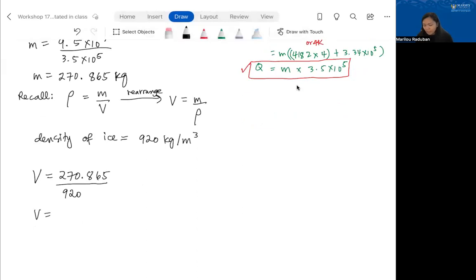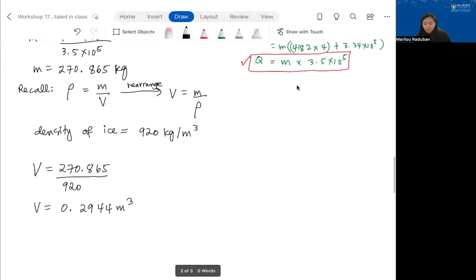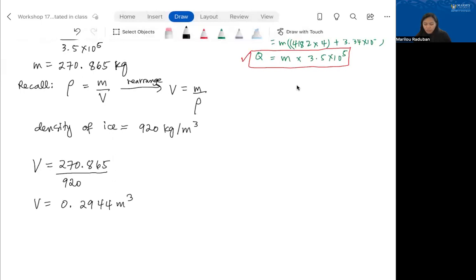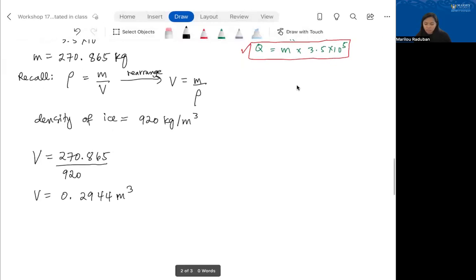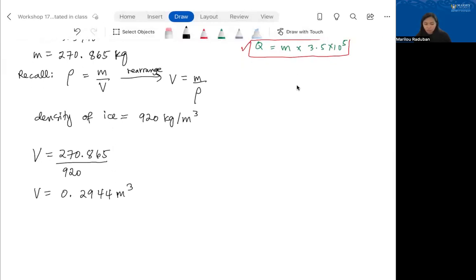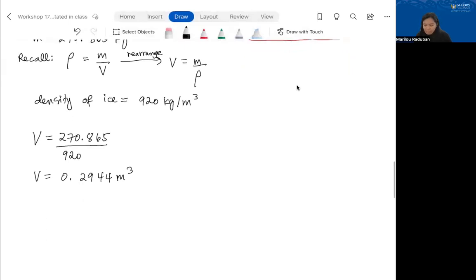So we can find the volume to be 0.2944 cubic meters. So as long as you're checking that your numbers are using standard or SI units, then you can be sure that your resulting units should also be in SI or standard units. So that will be cubic meters for the volume. Right. So how does the volume translate to the thickness?